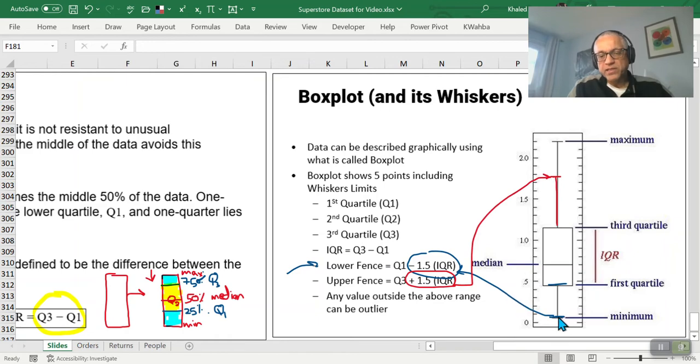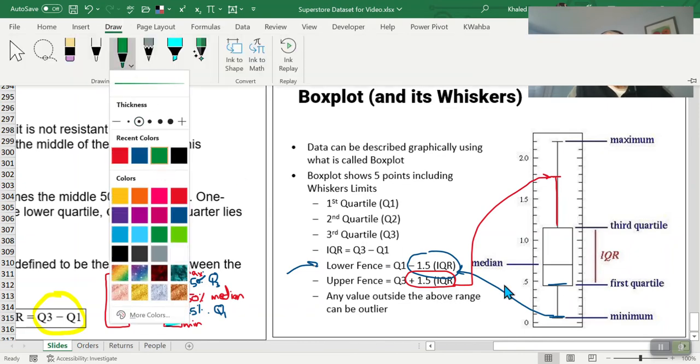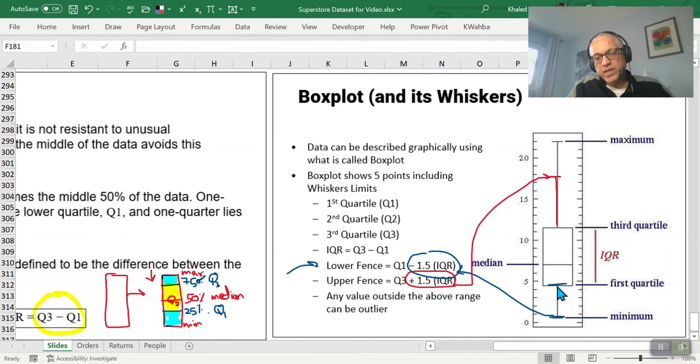And let me correct something here. Let us say this is a second. Let me take another, the green one here. This is actually, it could be here, not the minimum. So I'm going to remove this, but it could actually be here. So this is very important. This is the lower whisker, and this here is the upper whisker.